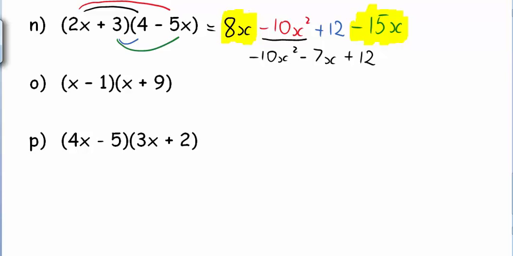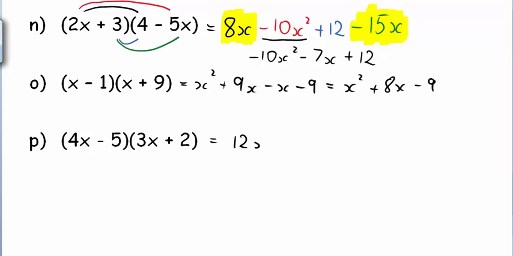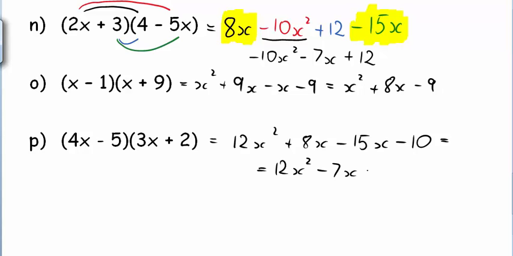The solutions: x squared plus 9x minus x minus 9. So that's x squared plus 8x minus 9. 12x squared plus 8x minus 15x minus 10. So that's 12x squared minus 7x minus 10.